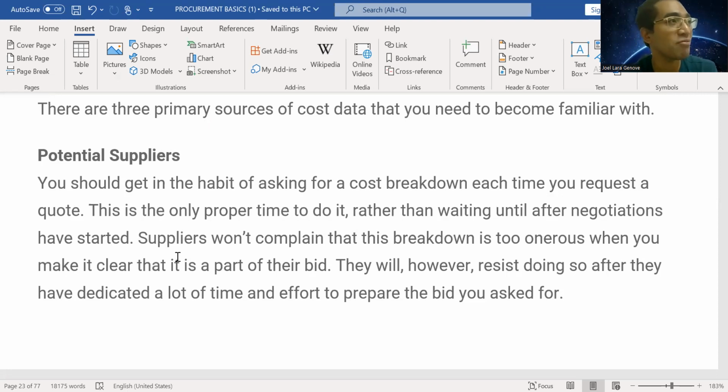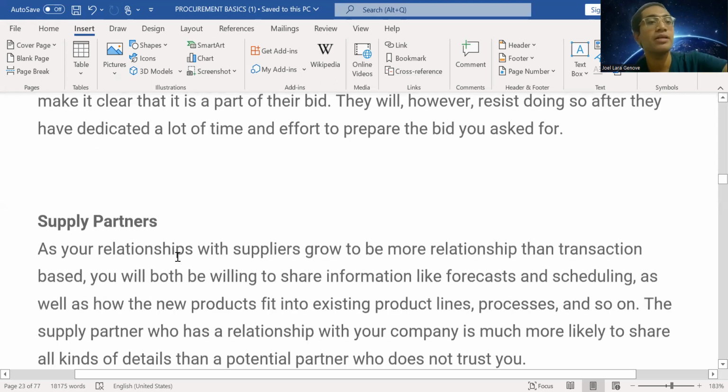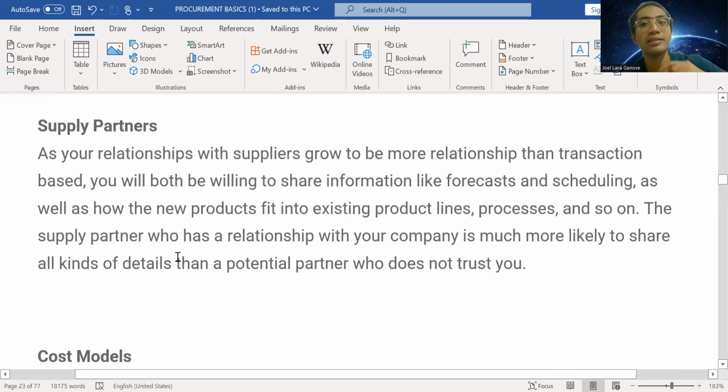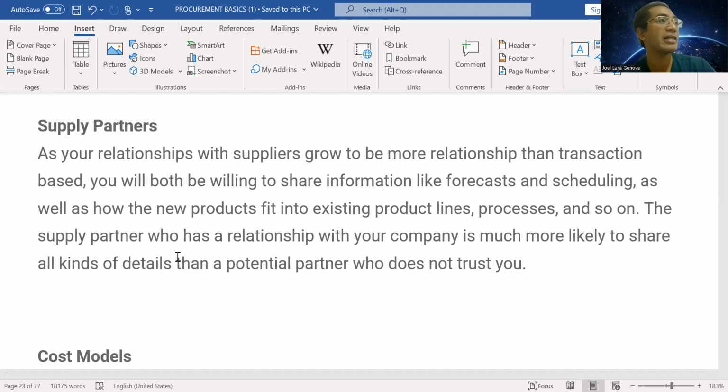So from the beginning, you already have to ask for the breakdown. Remember the request for quotation that we did last time? You ask for the breakdown of the cost. Why is this 1 million dirhams? So you would ask, what is the breakdown for this amount?